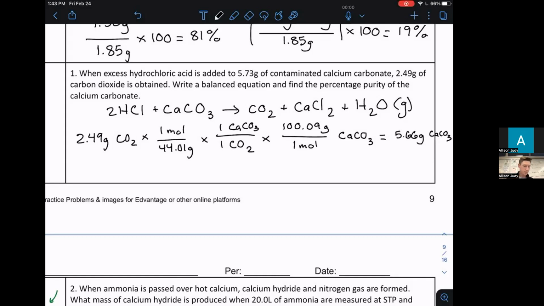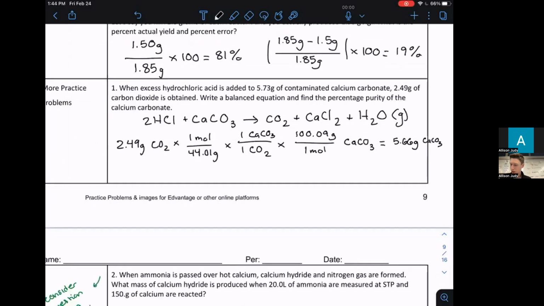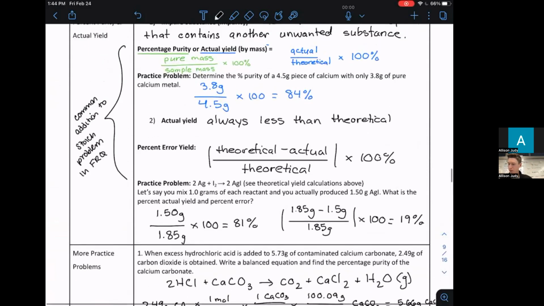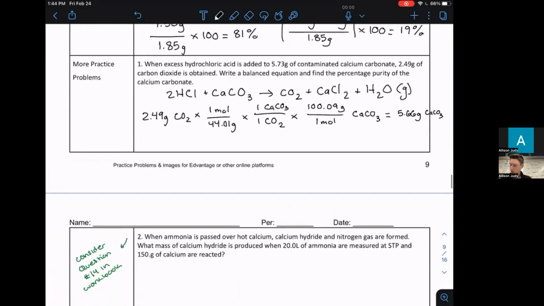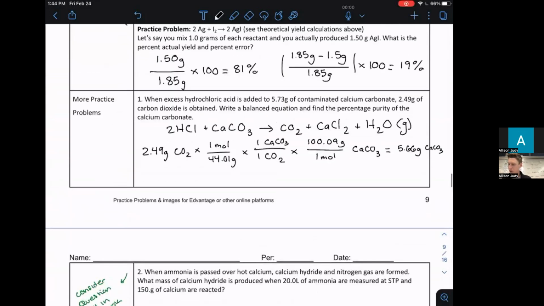Okay, and then we need to analyze our percent purity. It doesn't really matter how you think of it, but our percent purity is going to be pure mass over sample mass times 100%. So we have our pure mass of 5.66 grams of calcium carbonate that we calculated. The problem gave us 5.73 grams of sample mass, which is the contaminated calcium carbonate.